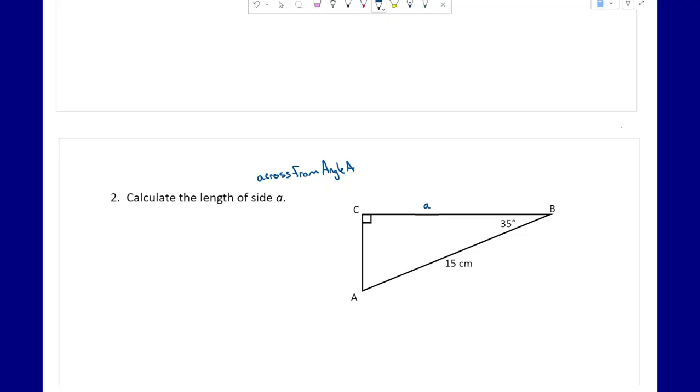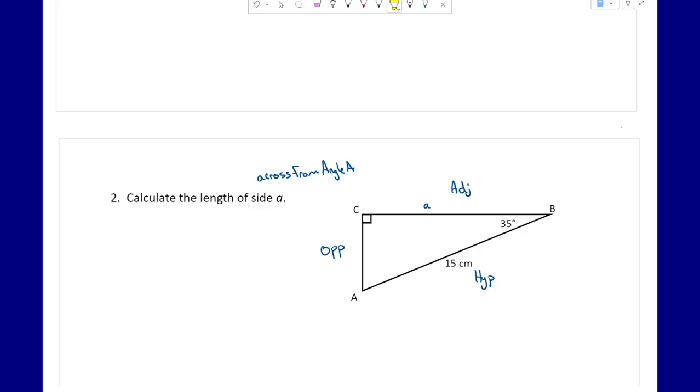Now we can label our triangle for the 3 sides: hypotenuse, opposite, adjacent. Across from the right angle is the hypotenuse. 35 is my reference angle, so across from that is the opposite. That means the remaining side is the adjacent. If you prefer to redraw the triangle into a rotation that you feel more comfortable with, you're more than welcome to do that. Just make sure you label everything properly, or place the information in the correct spot when you redraw it.